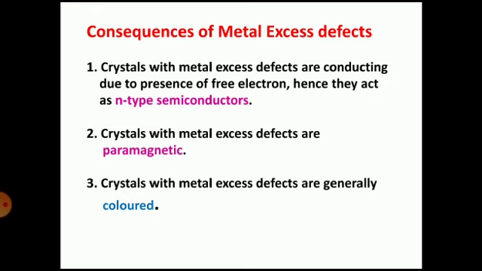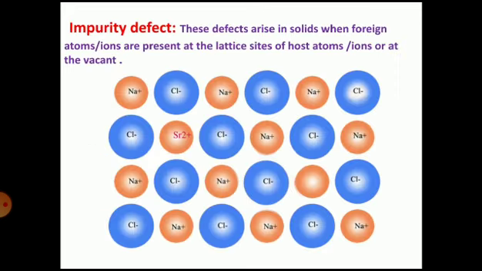The second one, crystals with the metal excess defect are paramagnetic. If the crystals are having unpaired electrons, then that crystal is paramagnetic. The third one, crystals with the metal excess defect are generally colored because the electron is occupied in the anionic vacancy, that is called the F center or Farbe center, and due to that the crystal shows the color property. Okay, next, impurity defect.